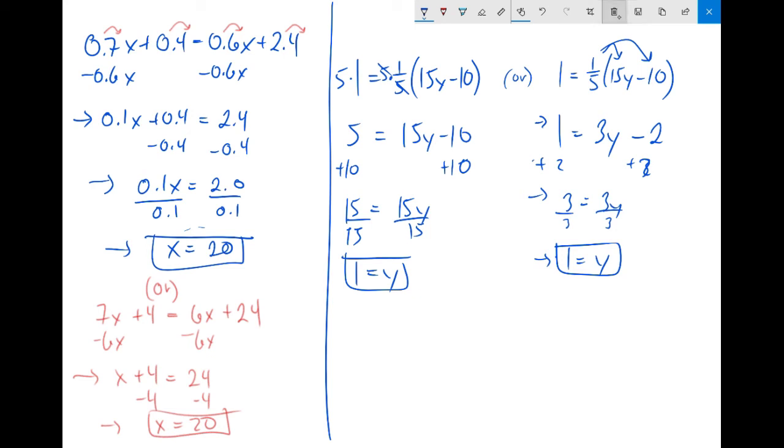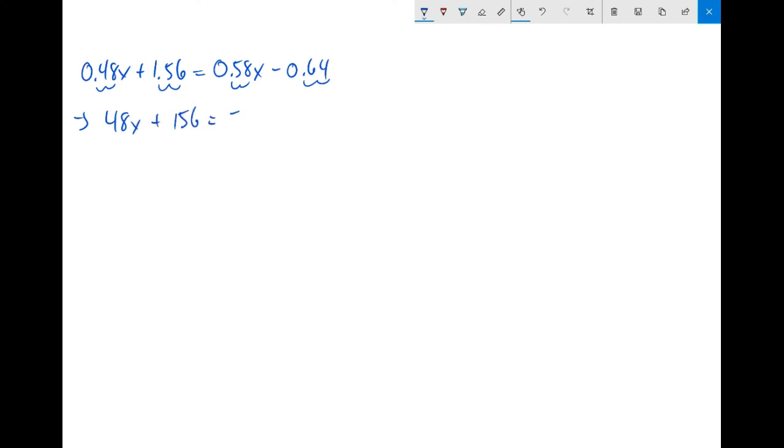Great. All right. Again, we've got some decimal stuff going on here. So 1.56 equals 0.58x minus 0.64. If you wanted to turn this one into whole numbers, it's pretty easy to do. Just move all your decimal places over 2. So you get what? 156 equals 58x minus 64. And then it's just solving it with whole numbers.